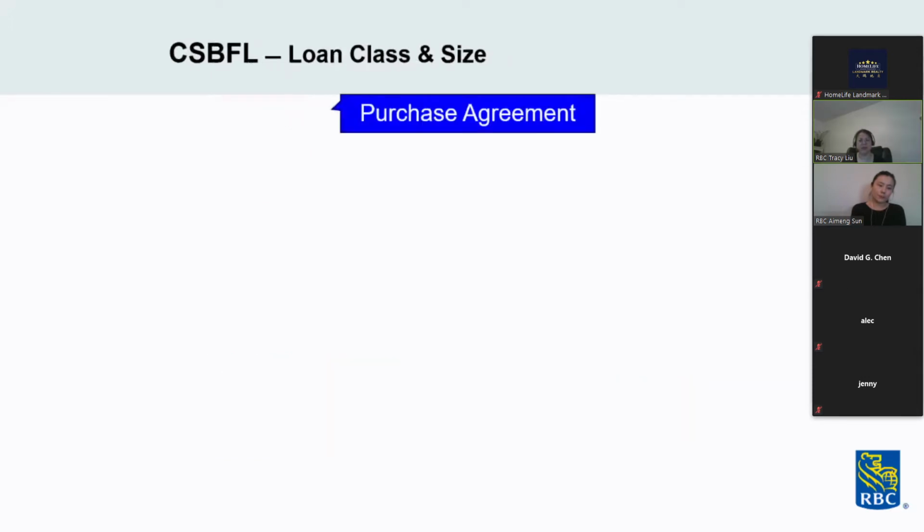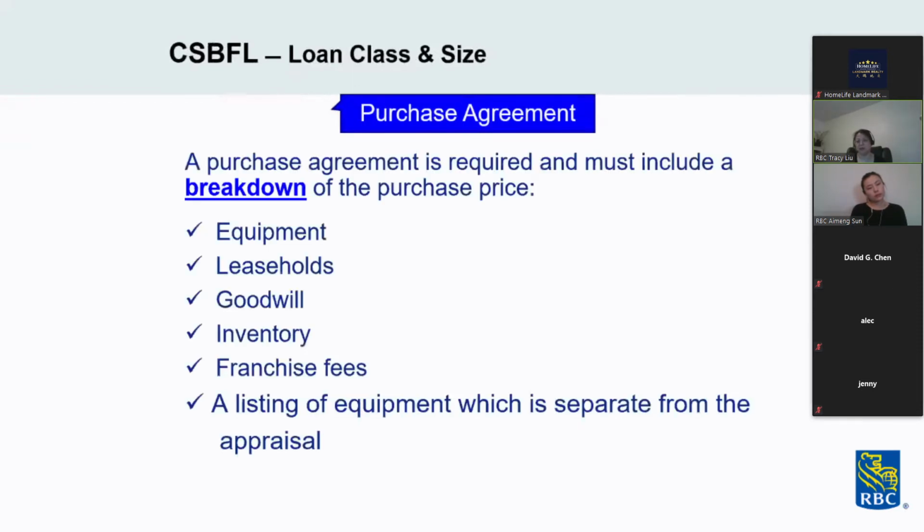Now, this program can also be used to purchase a business when the business includes remaining leasehold and equipment value. This means the purchase agreement, when your client purchases a business, should have a breakdown telling us the residual amount for the equipment and the leasehold, and these are different things. Then we will have an appraiser value this, especially equipment and leasehold, because we only finance the equipment and leasehold portion.